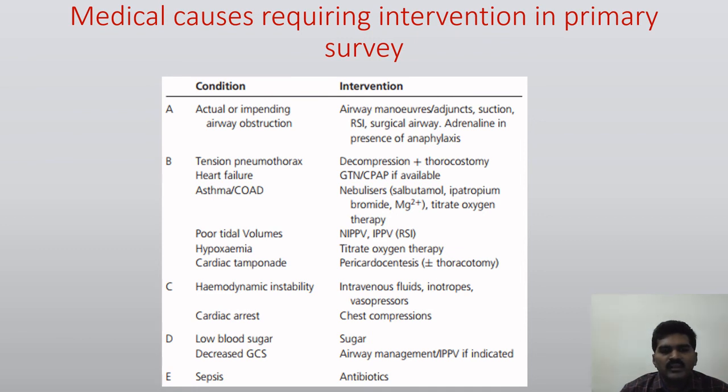For hemodynamic instability, otherwise a shocked patient due to non-traumatic causes, start with intravenous fluids, inotropes and vasopressors. Cardiac arrest, follow CPR techniques according to ACLS protocols. Low blood sugar, give sugar orally if the patient is able to take. If the patient is comatose, you need to give IV 25% dextrose. For reduced GCS, again it's the airway management and breathing management. For sepsis, you need to give antibiotics and collect blood for culture and sensitivity.